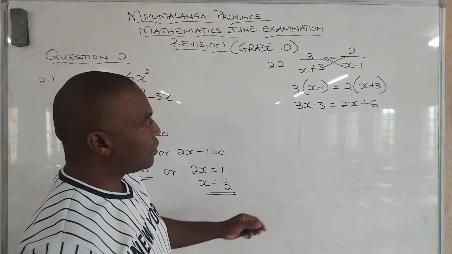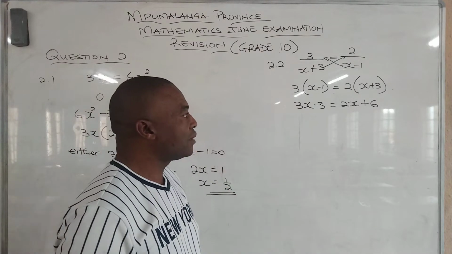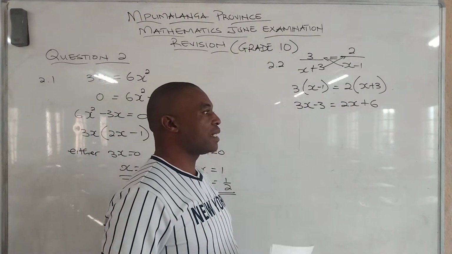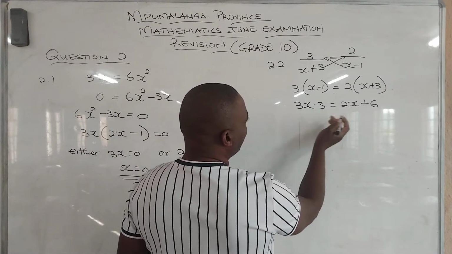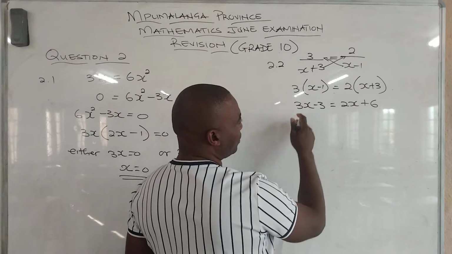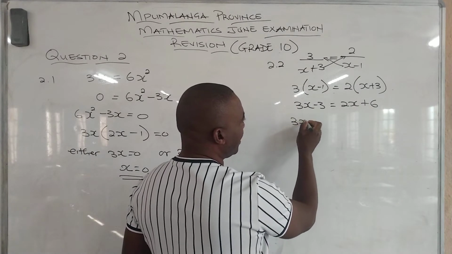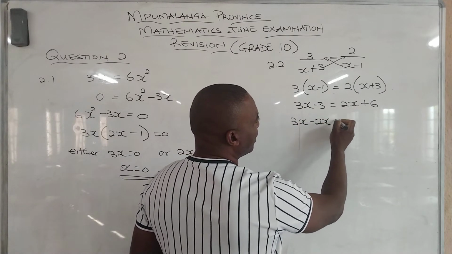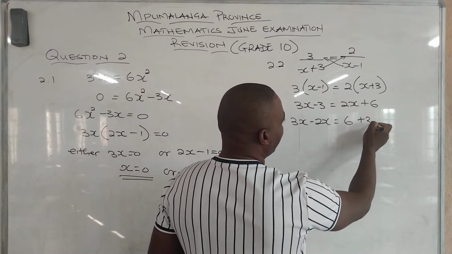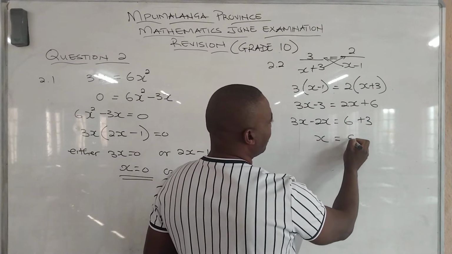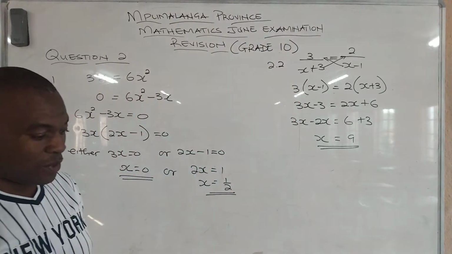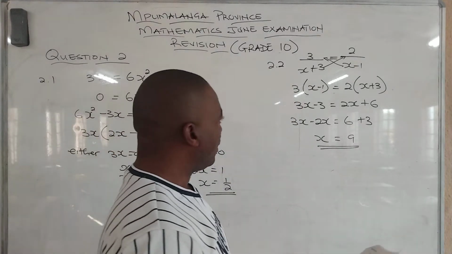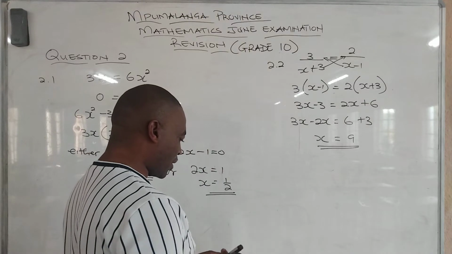The next thing is it's a linear equation, so we need the terms in x on one side and the numbers on the other side. So if we take the 2x to the left side, that will be 3x minus 2x is equal to 6 plus 3. That will be x is equal to 9. That is our solution for 2.2. Let's move on to 2.3.